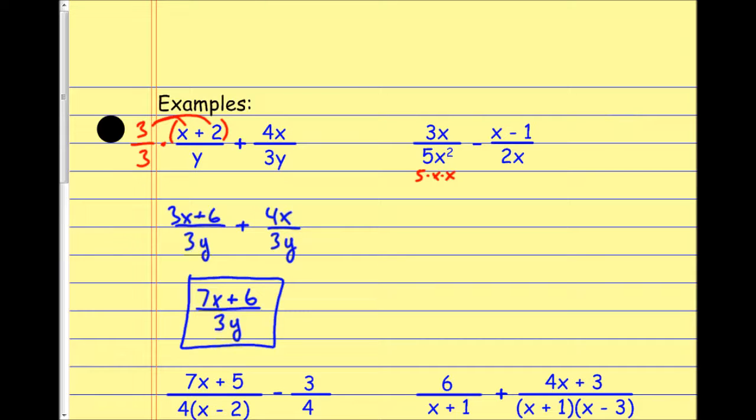And really it's just a matter of making sure everything's got the same factors. So over here, this one needs the 5. That's one of the factors it's missing. And it also needs another x. Okay, so I multiply by 5 over x and 5 over x.